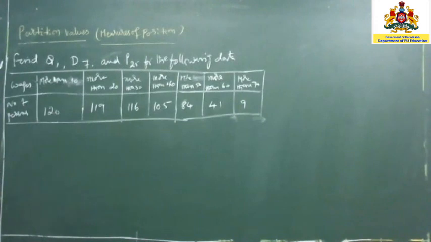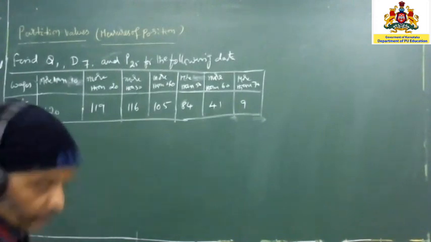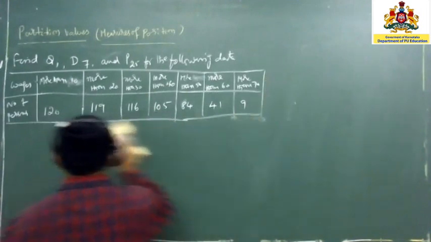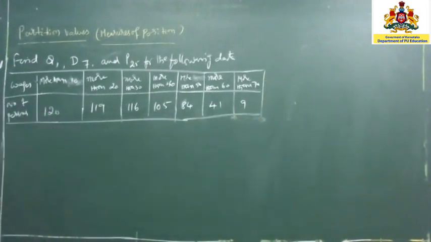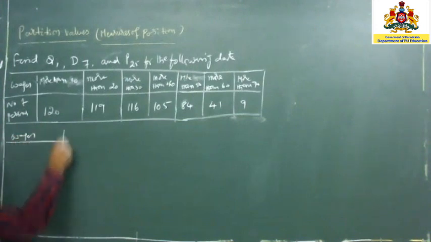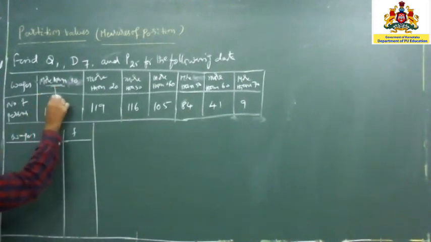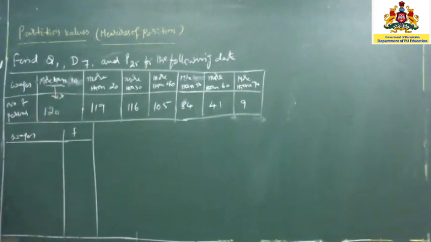So now I'll show you how to convert it. The first column is wages, and the second one is frequencies. I will write it up, but these are not the frequencies. Because it is a more than type, this is not a frequency, so you have to write it up.